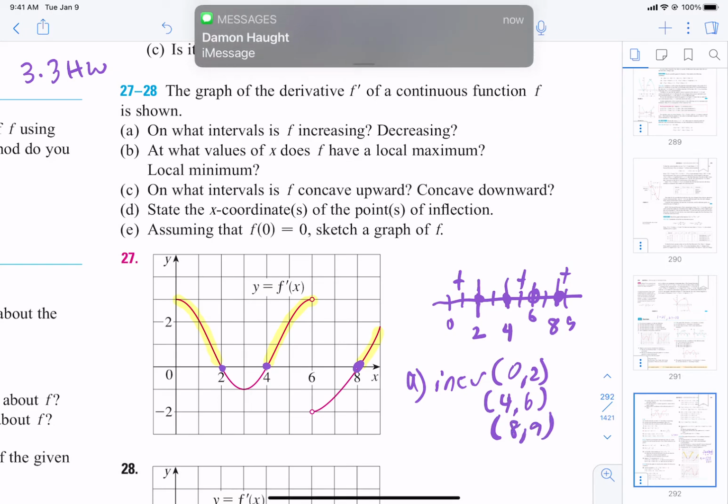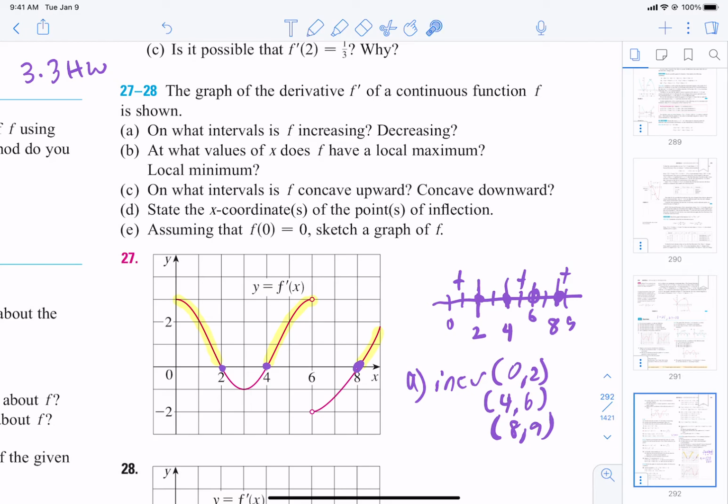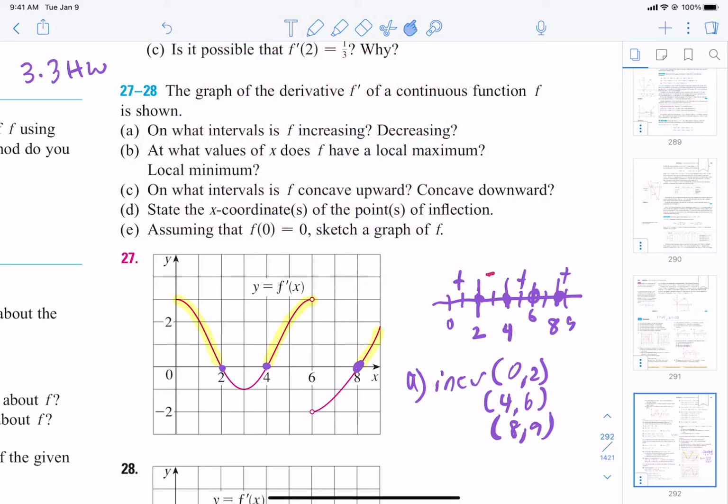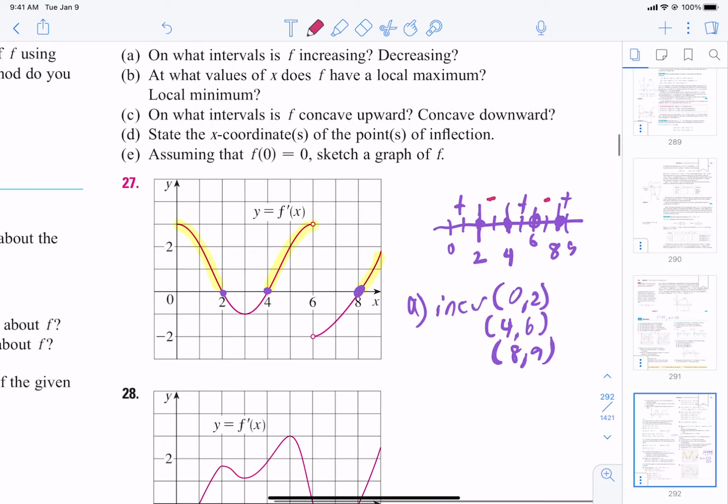Okay, and we could even assume maybe if this keeps going on like that, that it would be to infinity. But they didn't really tell us one way or the other. Next, where is it negative? That's where it's decreasing. So it is decreasing here because see how the graph is negative and the graph is negative there. So it is decreasing from 2 to 4 and from 6 to 8.